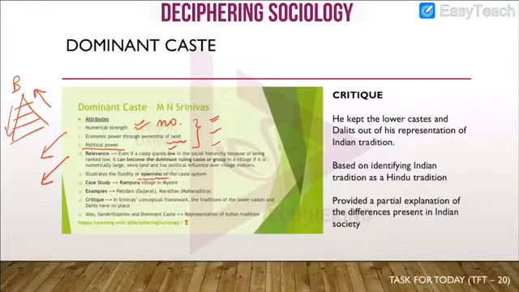So what does this illustrate? It illustrates the openness of the caste system, the flexibility of the caste system. The village under study was Rampura village in Mysore, and the examples of certain dominant castes are the Patidars in Gujarat and the Marathas in Maharashtra.